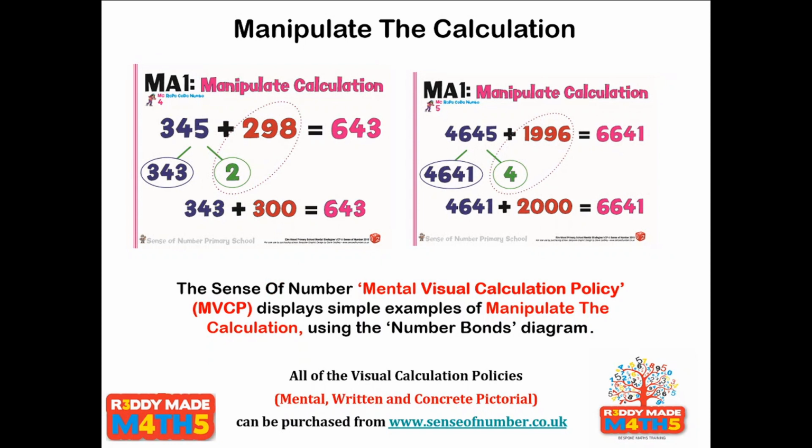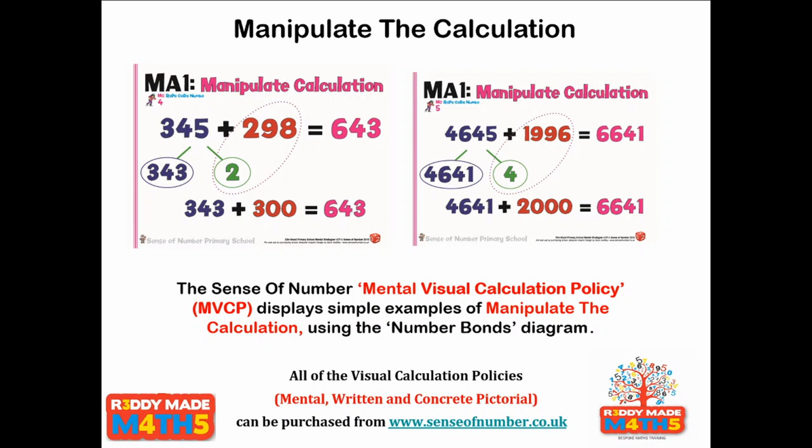As we move into key stage 2, the strategy doesn't really change. The examples I'm showing you here are very much alternatives to round and adjust, but as we've seen throughout the session today, there's many other ways of using this strategy. 345 add 298, we pass 2 over, it becomes 343 add 200.